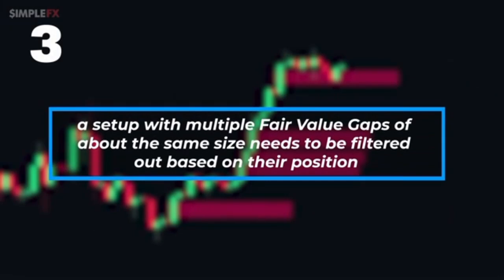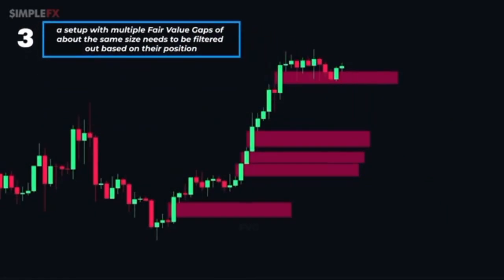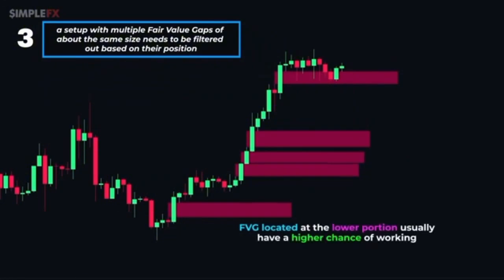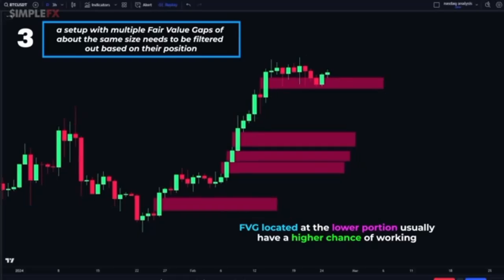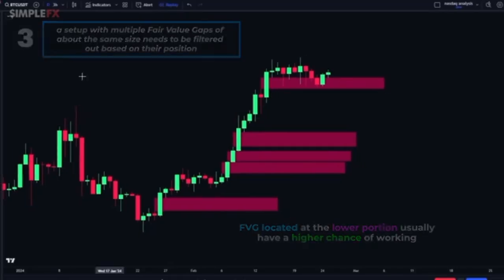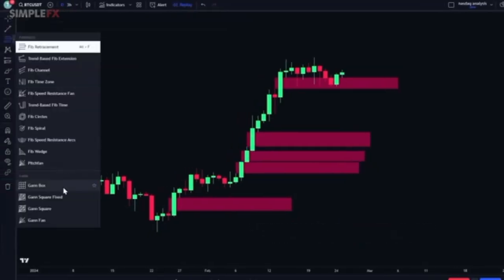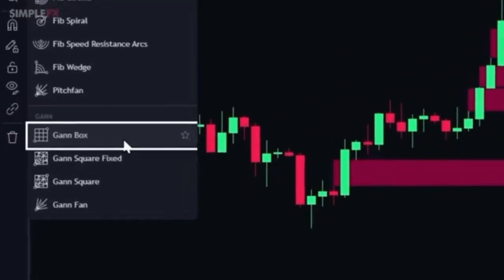If you found a setup with multiple fair value gaps that are about the same size, and none stand out as significantly larger, you'll need to filter them out based on their position. The ones you use are the fair value gaps located in the lower portion of the move, which usually has a higher chance of working. But to do this more precisely, you'll need a tool. On a charting platform like TradingView, you can use the Gambox tool.